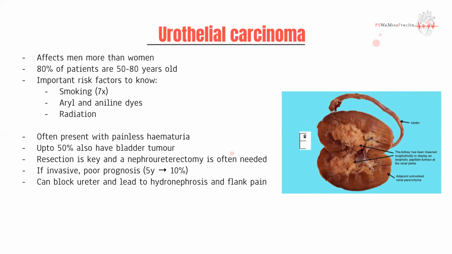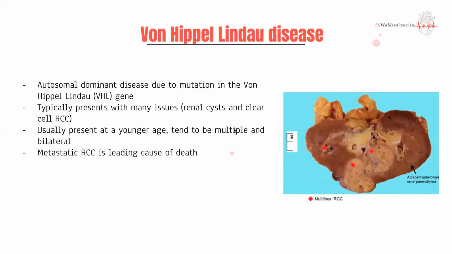One common complication we really worry about is obstructive symptoms. So if you have a cancer that's invading or compressing on the ureter, that's going to block the flow of urine and cause reflux of the urine. That would lead to hydronephrosis, flank pain, and even post-renal AKIs. That's important to know. Now moving on to some genetic conditions.